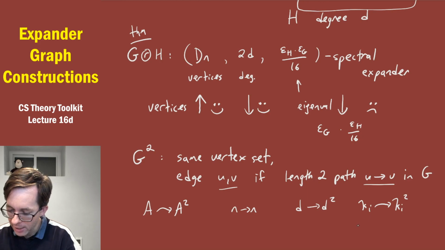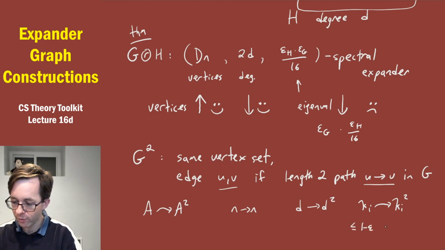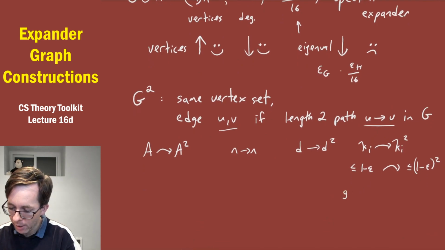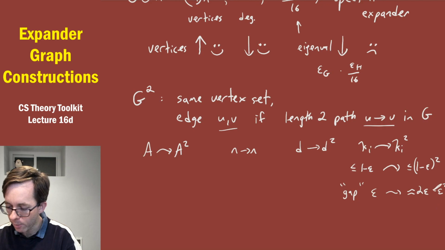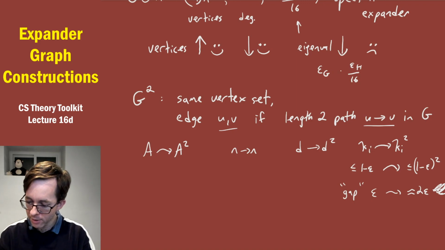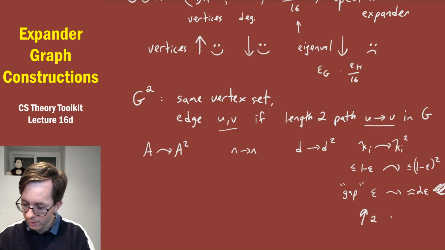If these kappa i's were all at most 1 minus epsilon in absolute value, then now they're all at most 1 minus epsilon squared in absolute value. So the so-called gap from 1 went from epsilon to around 2 epsilon. Okay, maybe 2 epsilon minus epsilon squared, but never mind about that. Basically 2 epsilon. So the point is this made the eigenvalue gap go up, by a factor of 2. That's great. The number of vertices stayed the same. That's fine. And the degree went up. And that's kind of bad.